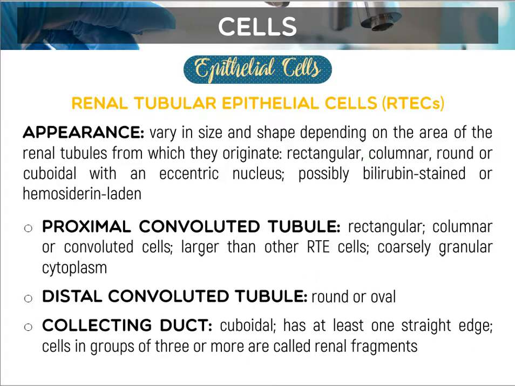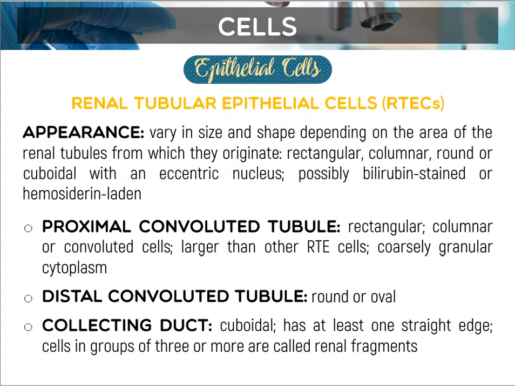RTE cells from the proximal convoluted tubule, or PCT, are rectangular, columnar, or convoluted cells. They are larger than other RTE cells and are coarsely granular in the cytoplasm, okay? The DCT, or distal convoluted tubule, is round or oval. Distal convoluted: round or oval; proximal: rectangular; and collecting duct: cuboidal. CC, collecting duct cuboidal. Okay, joke.